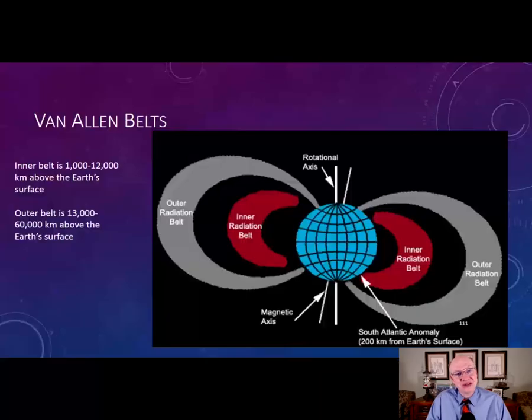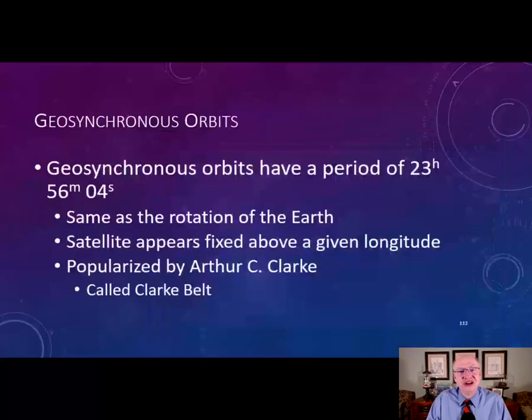Now, the next orbital class that we're going to talk about are geosynchronous orbits. Geosynchronous orbits have an orbital period of 23 hours, 56 minutes, and 4 seconds, which is the length of time that it takes the Earth to turn on its axis with respect to the distant stars. Now, you might say, wait a second, it's 24 hours, isn't it? 24 hours is how long it takes the Earth to turn with respect to the sun. But with respect to the stars, the Earth turns in 23 hours, 56 minutes, and 4 seconds.